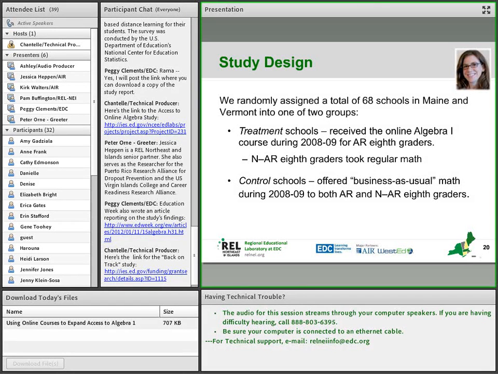Control schools offered their business-as-usual math during 2008-2009 to both algebra-ready and non-algebra-ready 8th graders. Just so you know, the control group schools then received the online Algebra 1 course during the 2009-2010 school year. So the deal for participating schools was free access to the online course for students they considered ready for 2 consecutive years. So the control schools were just lagged by 1 year.